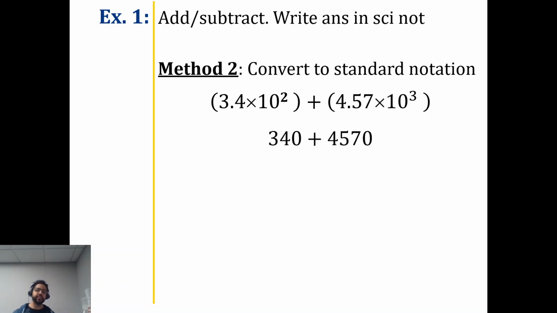So it really becomes 340 plus 4,570. So you'd have to add those together. Again, you can go to the side, line them up, and you get 4,910. Now, if you notice, this is obviously a standard notation answer, but we really want it in a scientific notation answer.